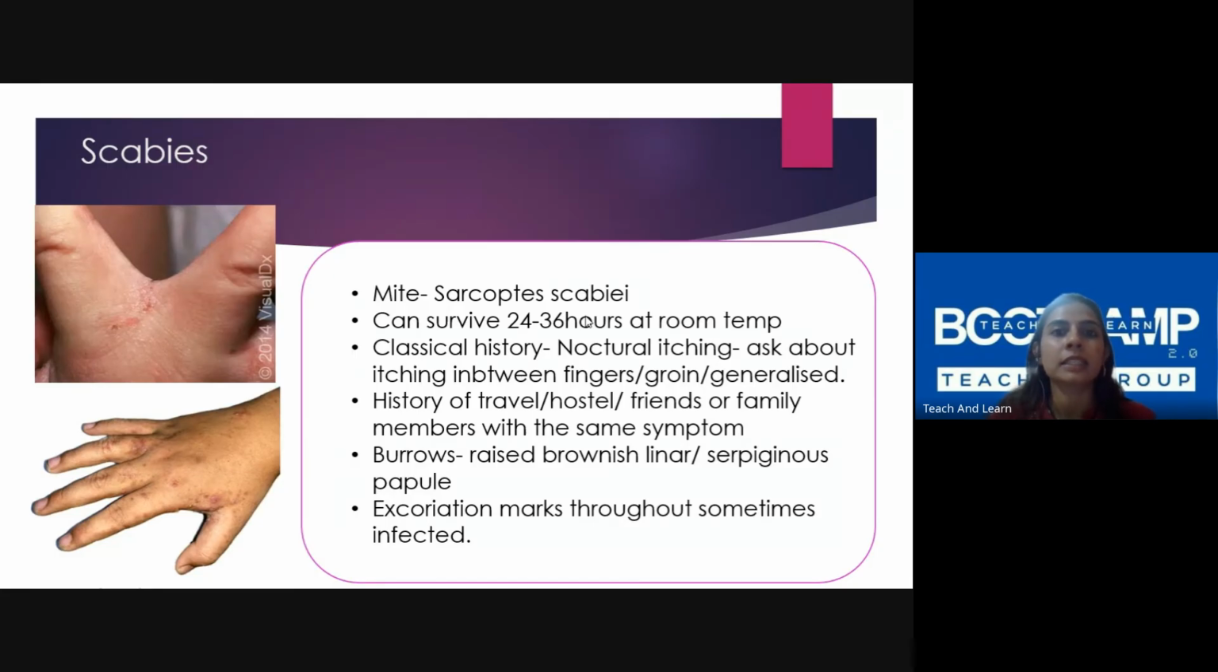And you ask for any history, since how many days it's there. Did the patient travel anywhere? Is the child or the adult staying in a hostel? Is anyone in the family or any friends suffering from the same symptoms, etc.? So when you're examining, you will see these classic burrows, raised brownish linear or serpiginous papules present on the web spaces or between the thighs and the groin area and all of that. And there will be a lot of excoriation marks as well.